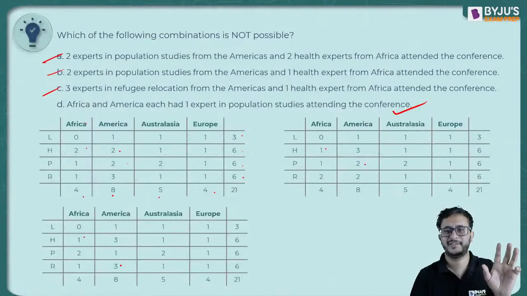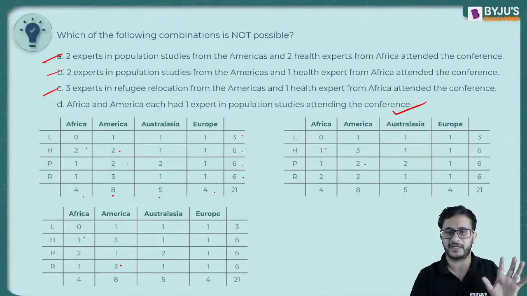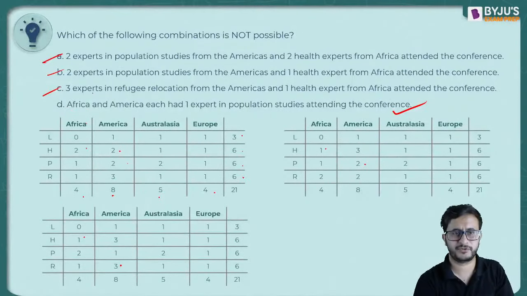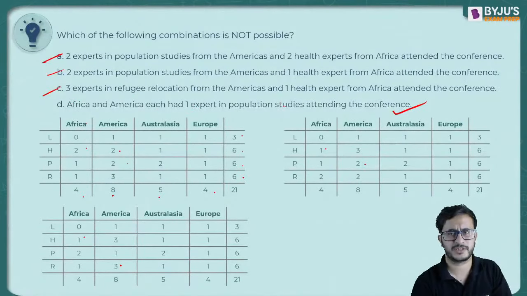Okay, so once you eliminate three of the options, the fourth option automatically becomes your answer, right? So you should not be checking the option in the examination. Once you have eliminated three options, the fourth is obviously right. So let's see this, since you might argue why it will be correct or not. Africa and America each had one expert in population studies, so that is not possible, right?